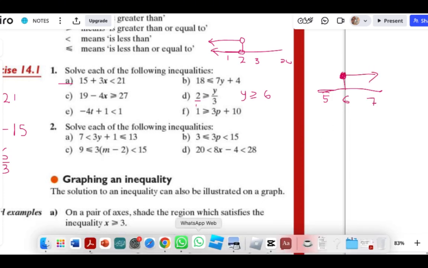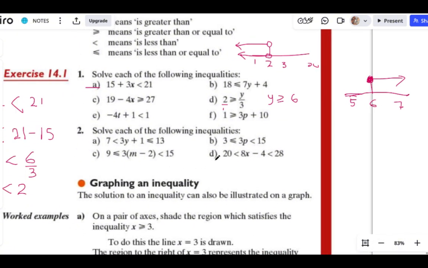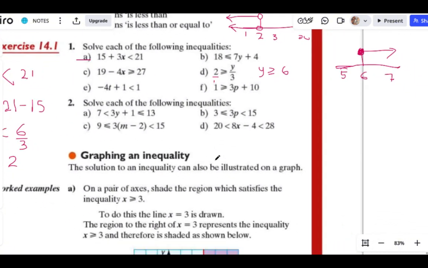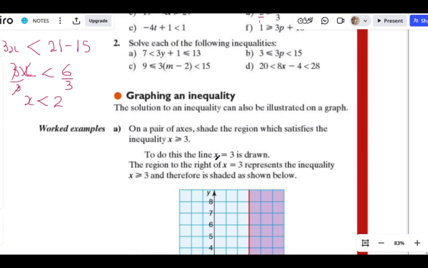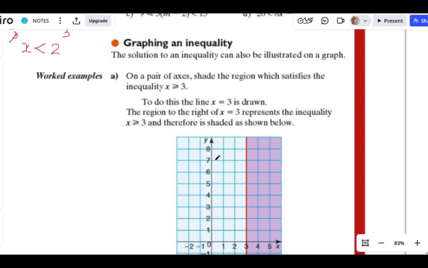So that's how to do the inequality. But today we're going to look at the graph of inequality. How do we graph inequality? We start with graphing inequality. The solutions to an inequality can be illustrated in a graph. You can show it in a graph. Now this is how it goes.